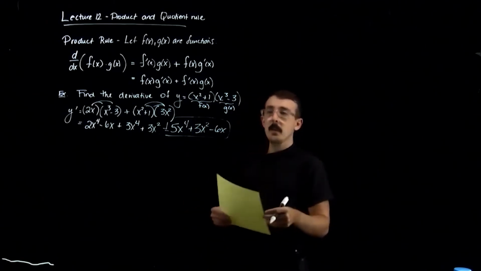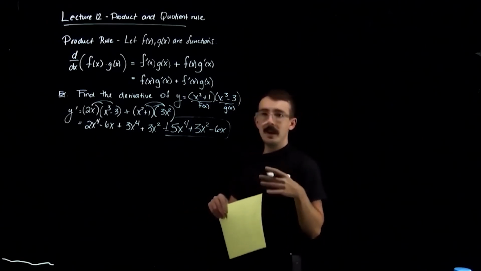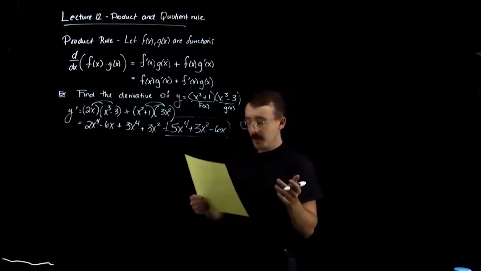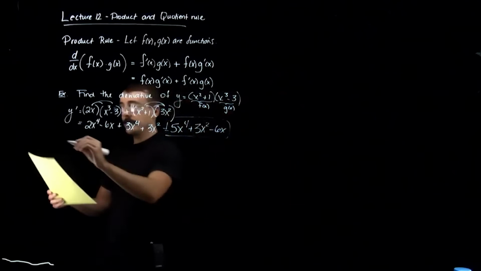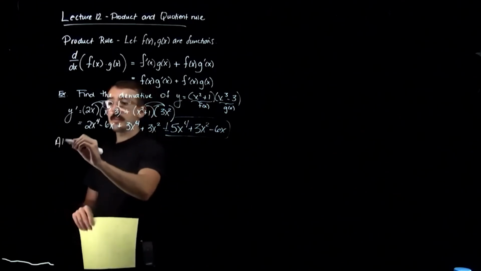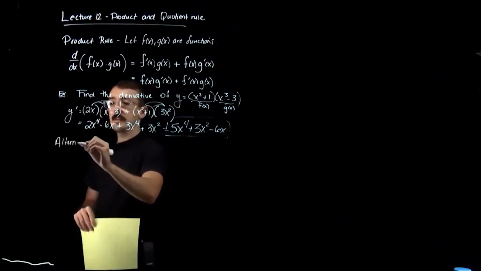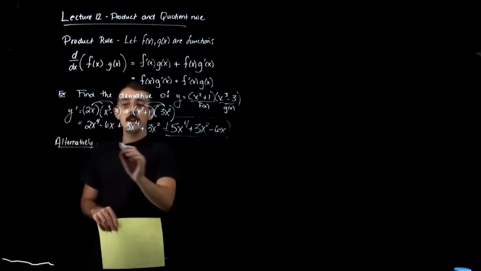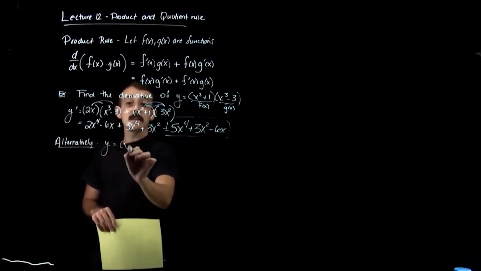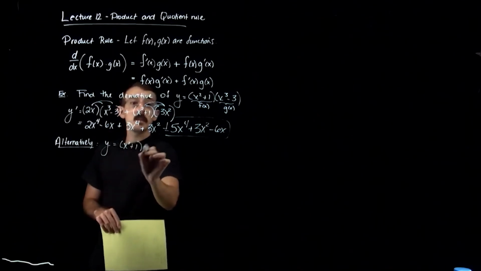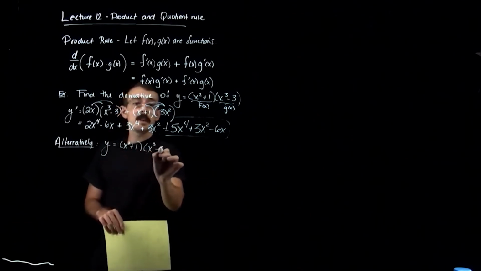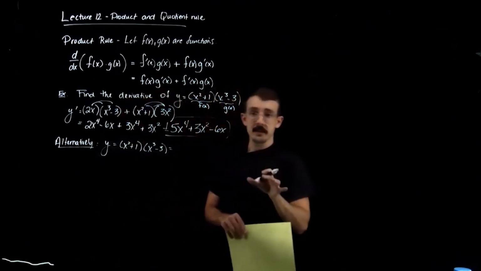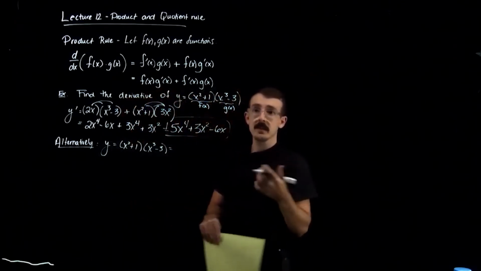Now, I will point out that there are many ways to do these problems, and let me show you an equivalent way you could have done this. So this is an alternate way to do it. Alternatively, you could start with y equals x squared plus 1 times x cubed minus 3. And we could rewrite y first before we even take a derivative. We can make things look different.